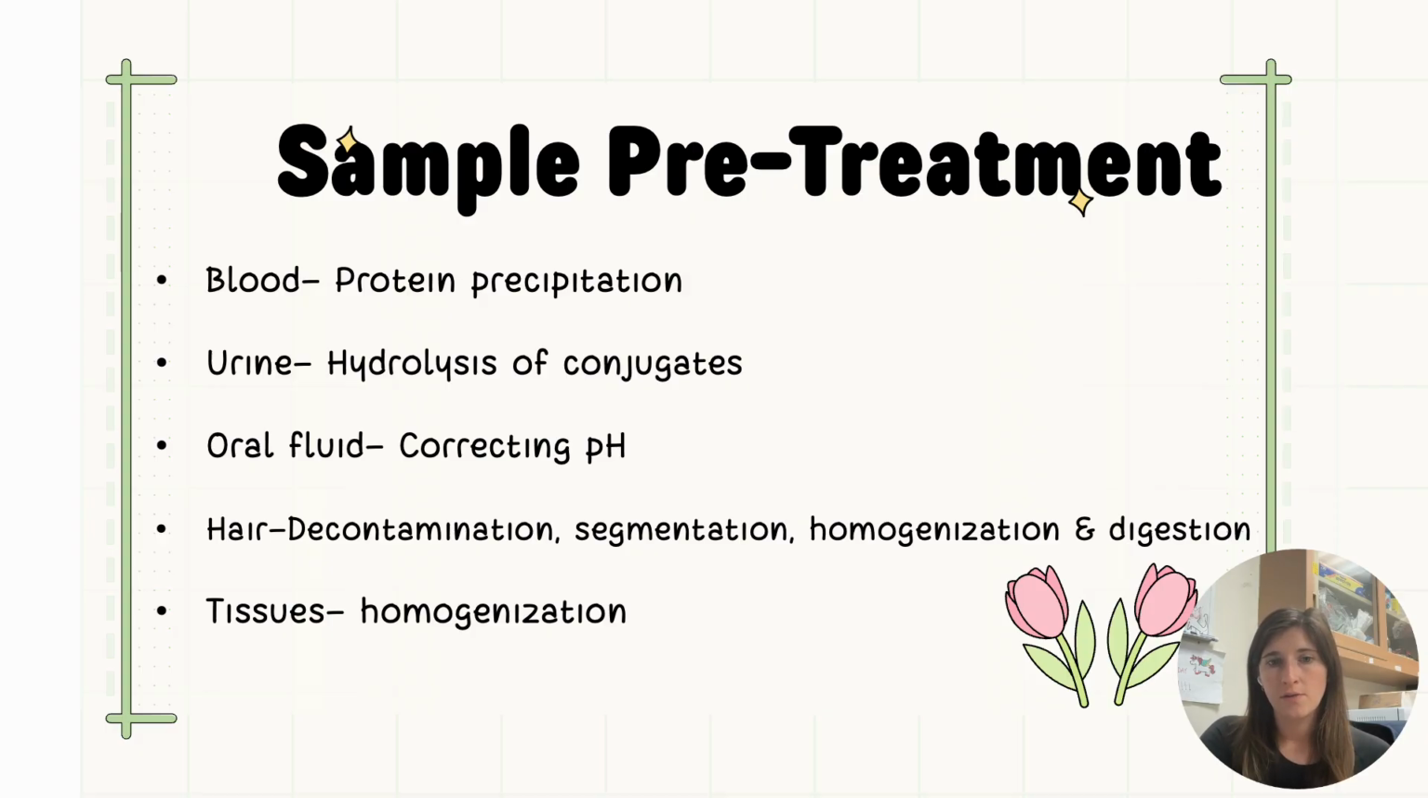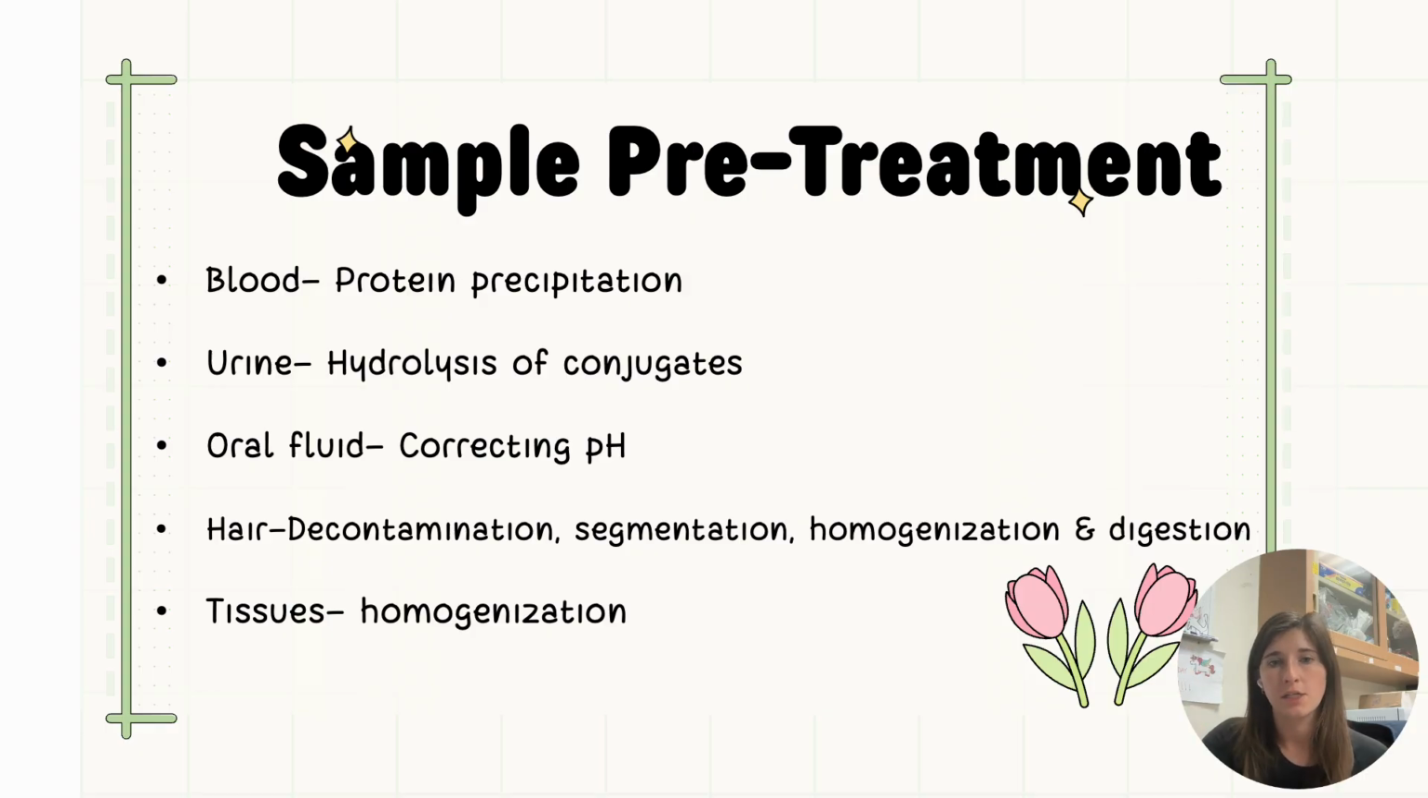For hair, we have several steps that are involved in our pre-treatment. First, we decontaminate the hair to remove any external contamination. This is really important for someone who might be getting tested for THC, but if they're around somebody who's smoking marijuana, they'll have it on the outside of their hair.